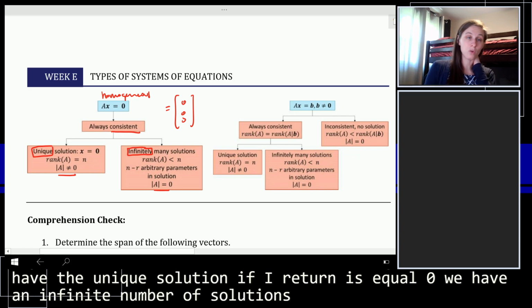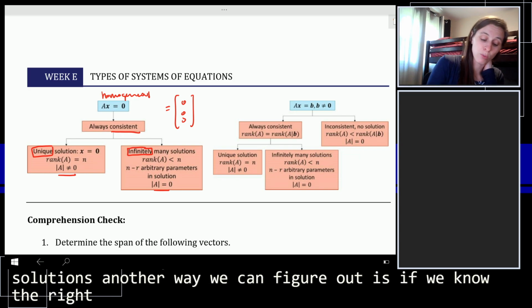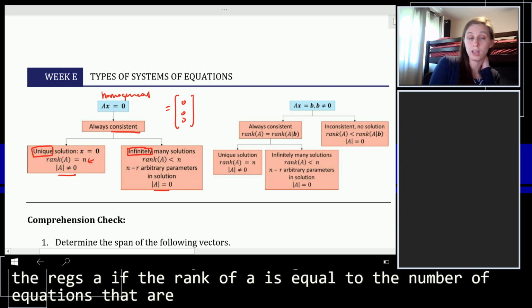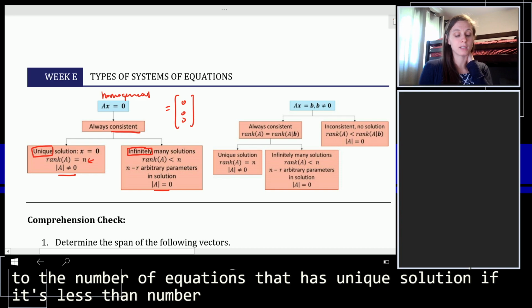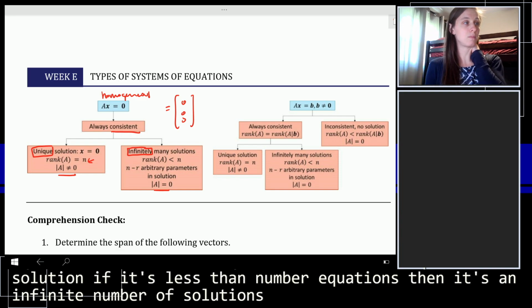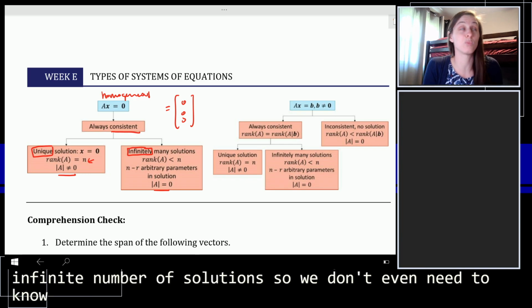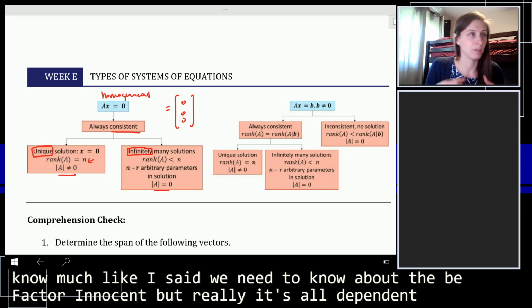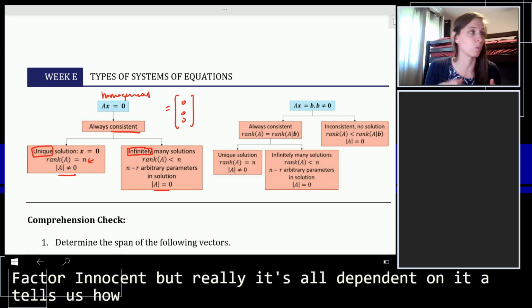Another way we can figure it out is if we know the rank of A. If the rank of A is equal to the number of equations, then it's a unique solution. If it's less than the number of equations, then it's an infinite number of solutions. So we don't even need to know much. Well, I guess we need to know about the B vector in this instance, but really it's all dependent on A. A tells us how many solutions we're going to have.